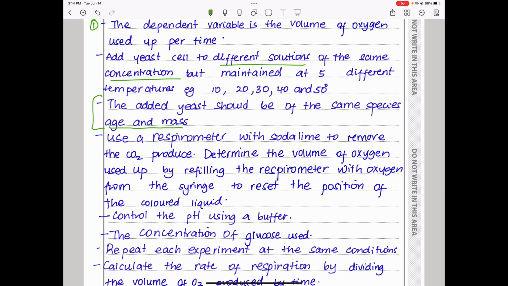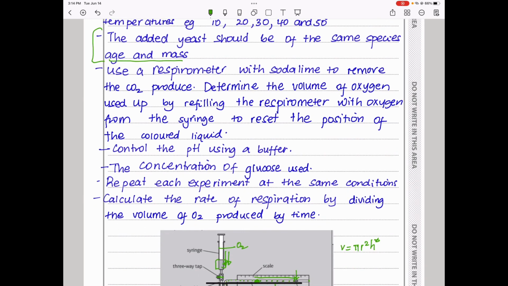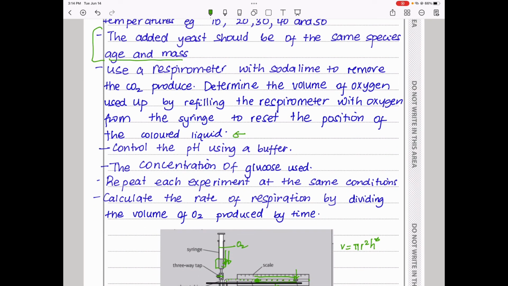And then we will use a respirometer with soda lime to remove the carbon dioxide produced. Then we will determine the volume of oxygen by refilling the respirometer with oxygen from the syringe to reset the position of the colored solution. You could do this, or you can use the V equals pi r squared formula I've told you, whereby you just measure the distance, and then you would get the pi as well as the radius and find the real volume of oxygen that has been used up.